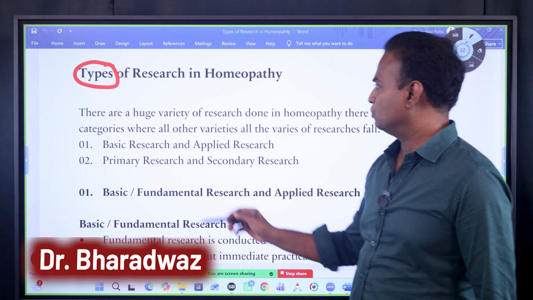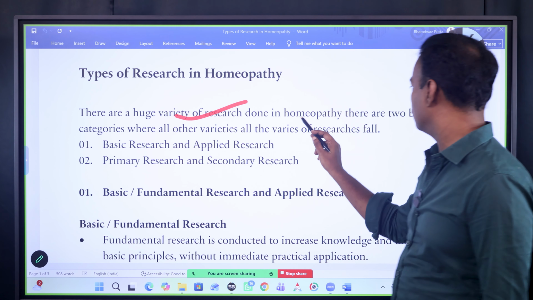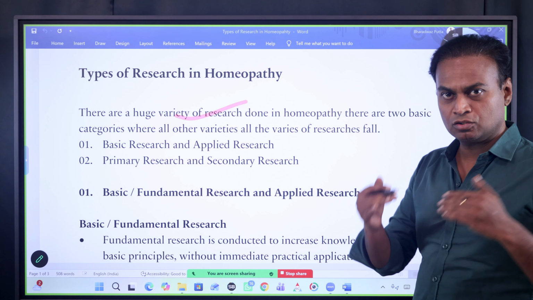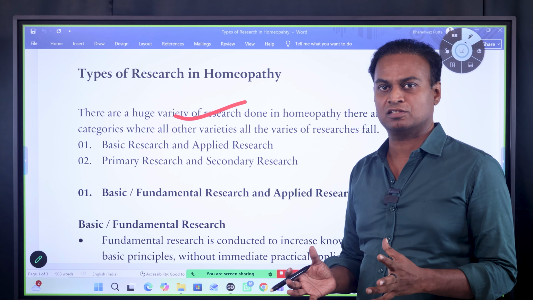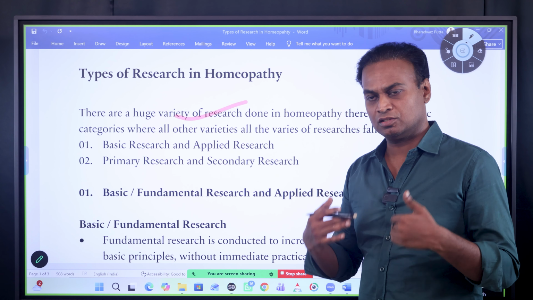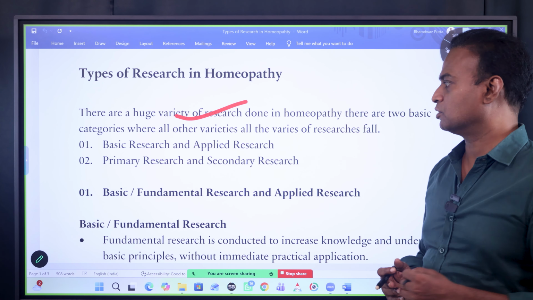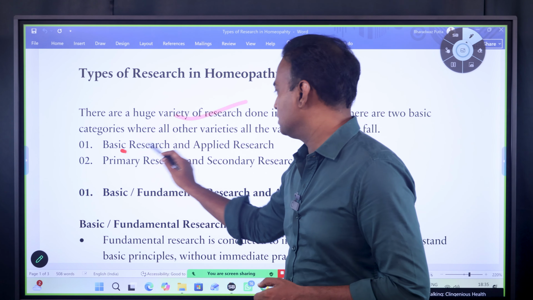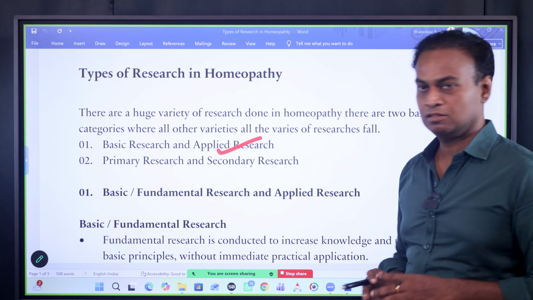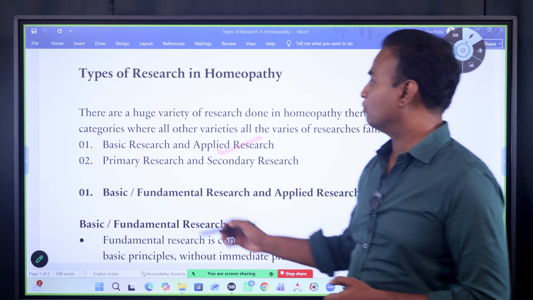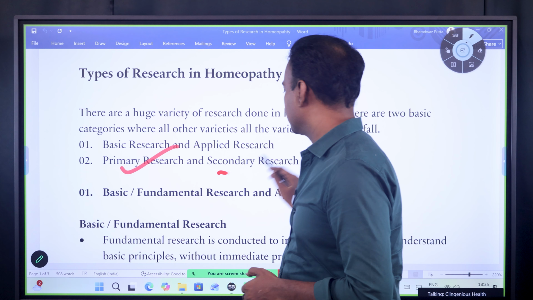So you know that there is a huge variety of research done on homeopathy, but they fall under two basic categories. Under those two types of research, all the research which is done in homeopathy can be placed. What are those basic types of research? One is basic research and applied research. This is one type. You can categorize all the research in homeopathy. And one is primary research and secondary research.